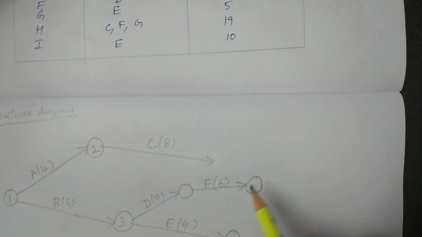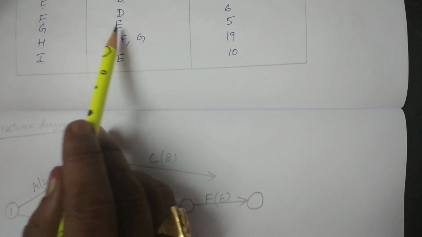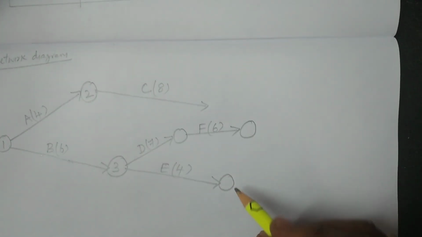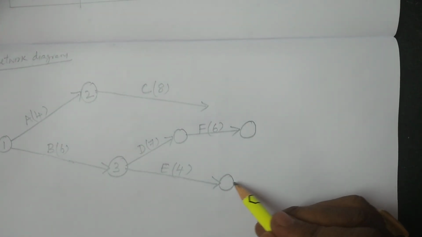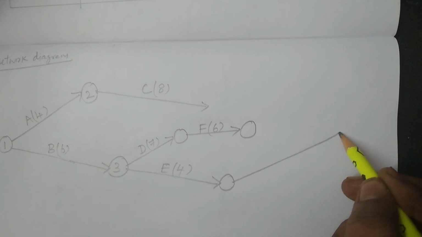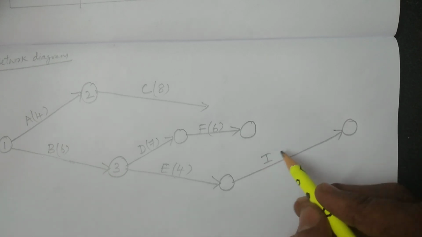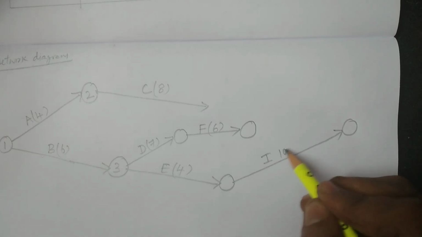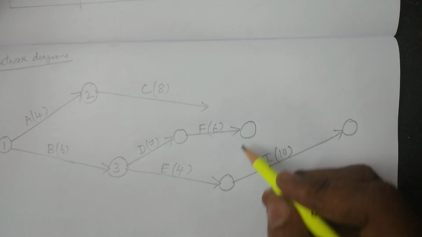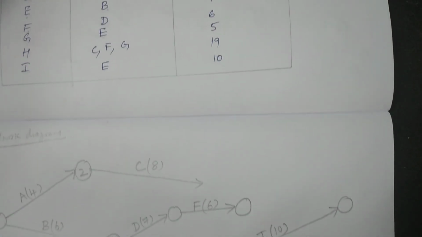So after E, we have two activities. After E, we have G. After E, we have I. The two activities are going to be connected like this. I is an independent activity, so I'm constructing it like this. This is the activity I. The time duration is 10 days. We have to consider the activity G. Maybe it may join here, but we have to see and decide.